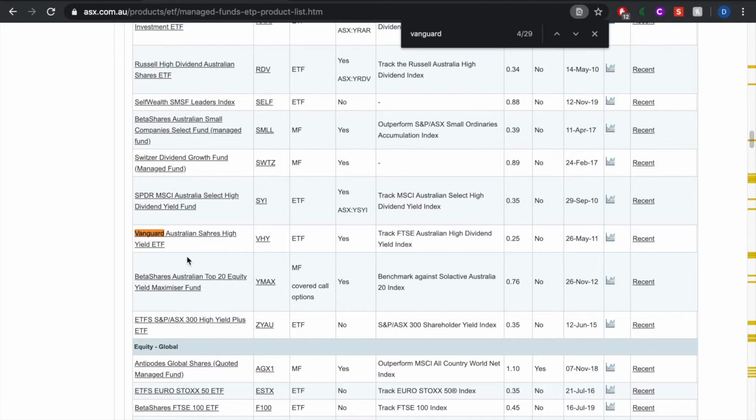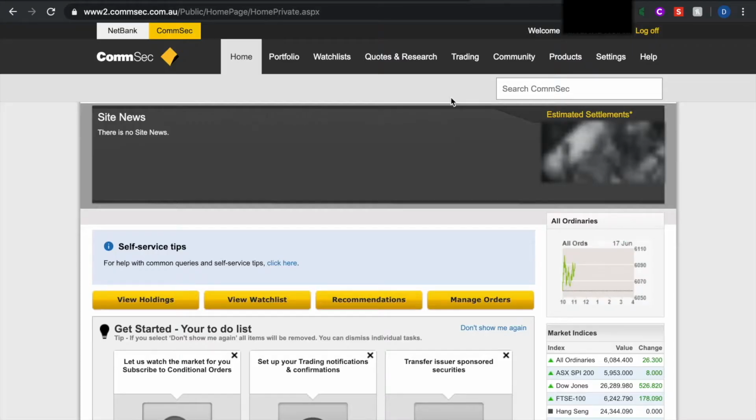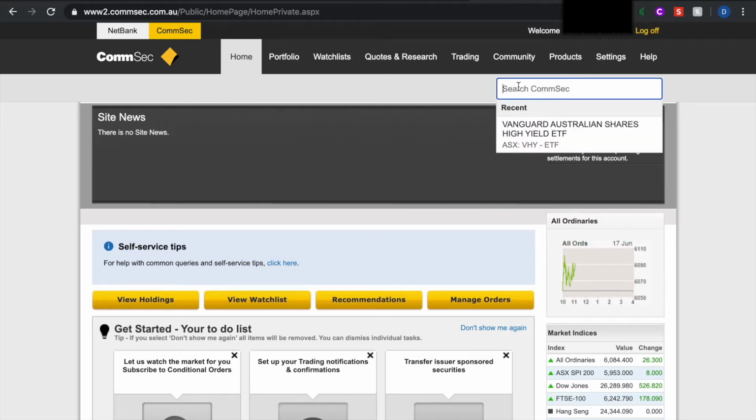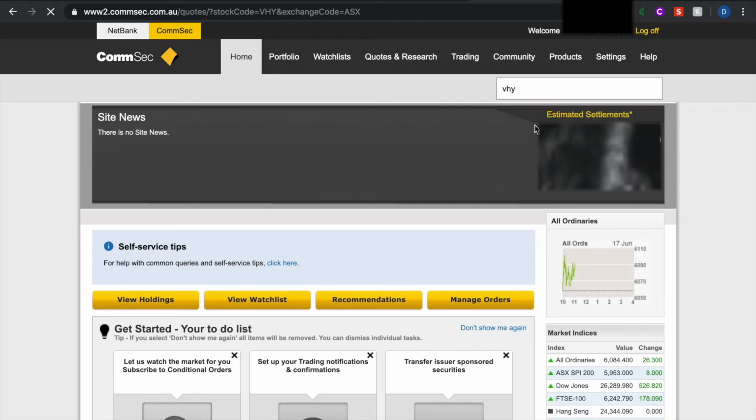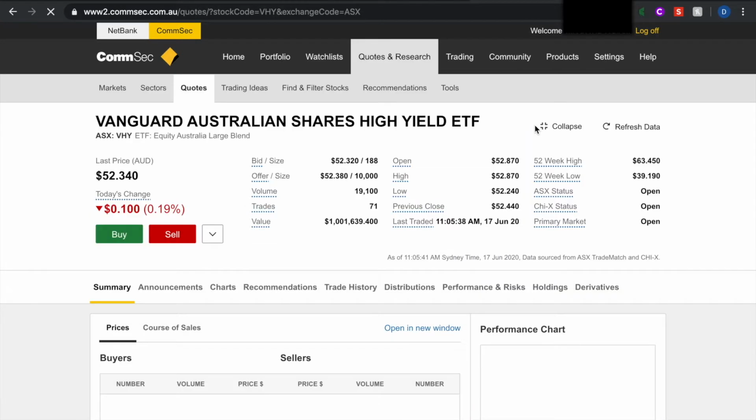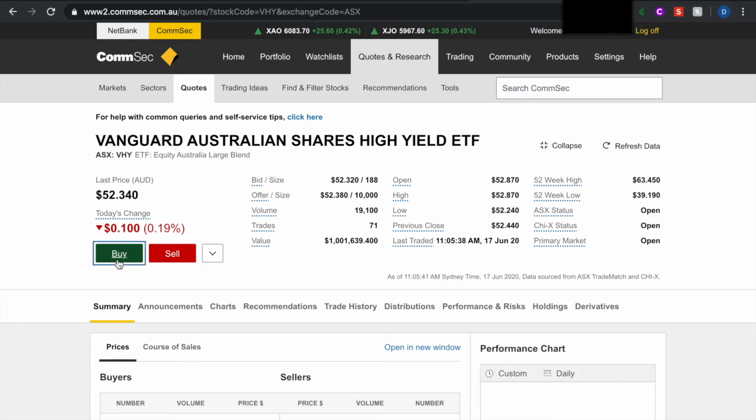For example, if I want to purchase Vanguard Australian Shares High Yield ETF, you have to remember that code, VHY. Once you remember the code, you can jump into any trading platform. In this case, I'll be showing you how to use COMMSEC. So you type in VHY, making sure the name matches Vanguard Australian Shares. You want to buy.